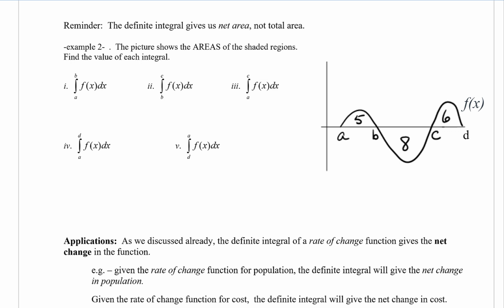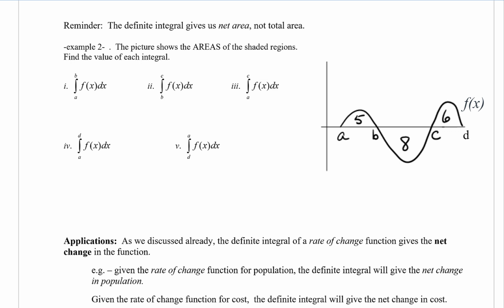The region bounded by the function and the x-axis between the closed interval of a and b has an area of 5. This area is above the x-axis. The region bounded by the function and the x-axis between the closed interval of b and c has an area of 8, and this area is below the x-axis. And the region bounded by the function and the x-axis between the closed interval c and d has an area of 6 and is above the x-axis. All right, now we are ready to start off with our first integral.